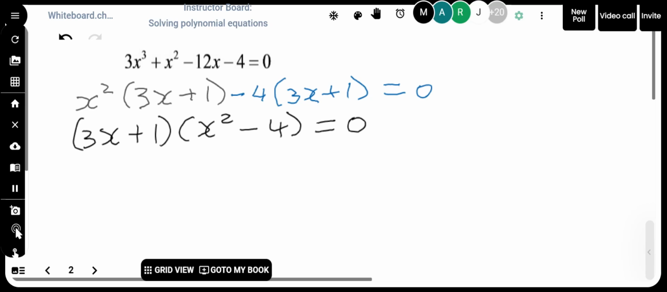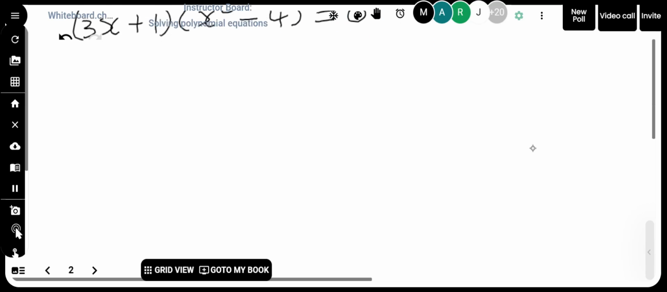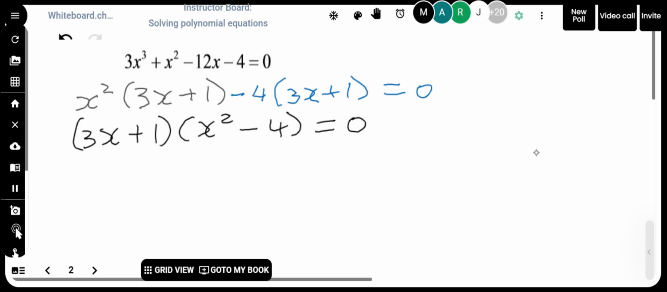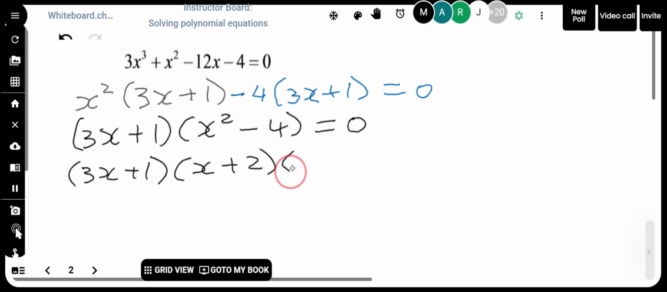That x squared minus 4, you all know, can be factored again because it's what we call a difference of squares. So the 3x plus 1 is still there. But then we're going to say x plus 2 and x minus 2. All of that equal to 0.